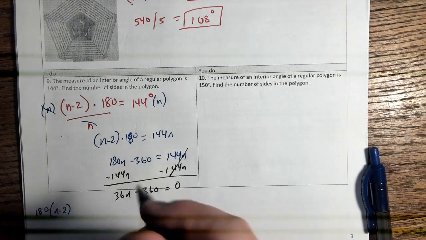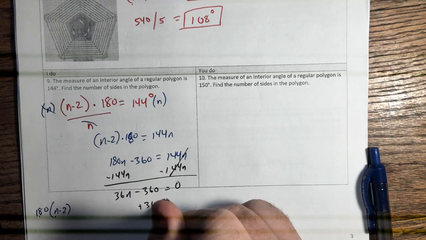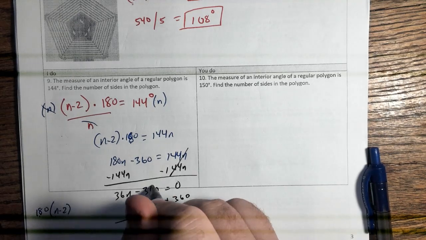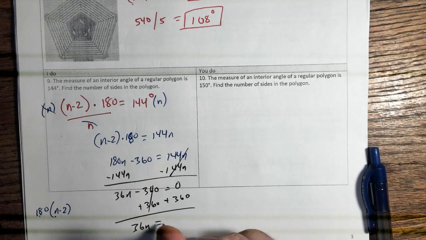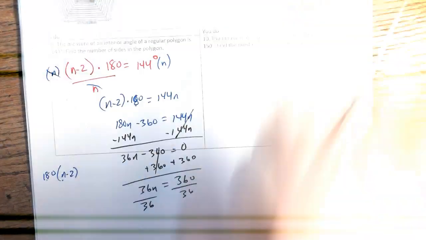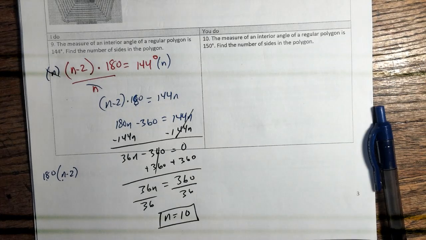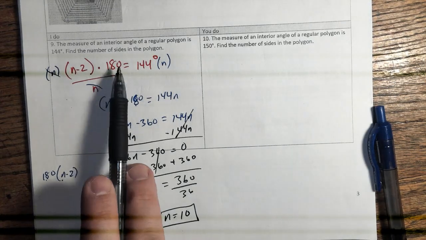Now I'm going to add 360 to both sides. And I'm going to cut out some of these steps on the other side. These cancel. We're left with 36n equals 360. Divide both sides by 36. Running out of space. Hold on. n is equal to 10. So for number 9, how many sides? It has 10 sides.